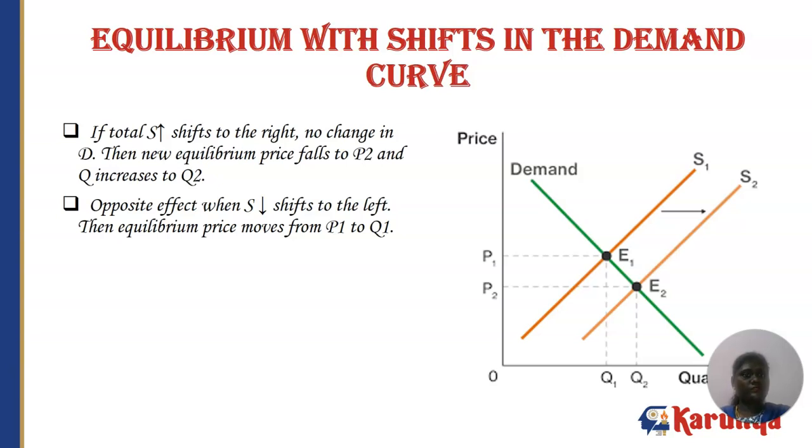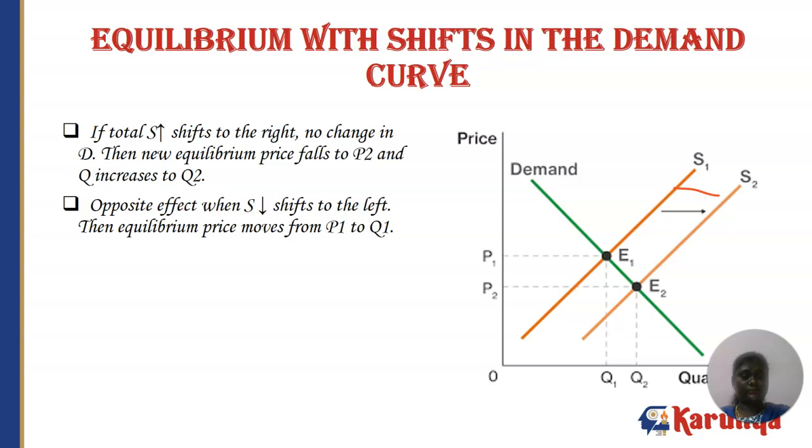Then learning about supply, that is, the equilibrium shift in the supply curve. If the total supply increases, it shifts to the right. As you can see here, when it shifts to the right, there is no change in the demand curve. The new equilibrium price falls from P1 to P2, and the quantity increases from Q1 to Q2. So there is a fall in price, but an increase in quantity.